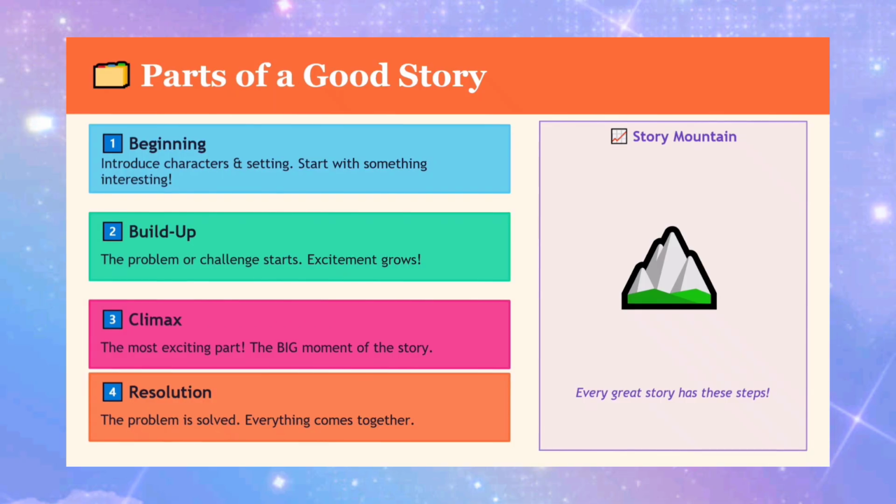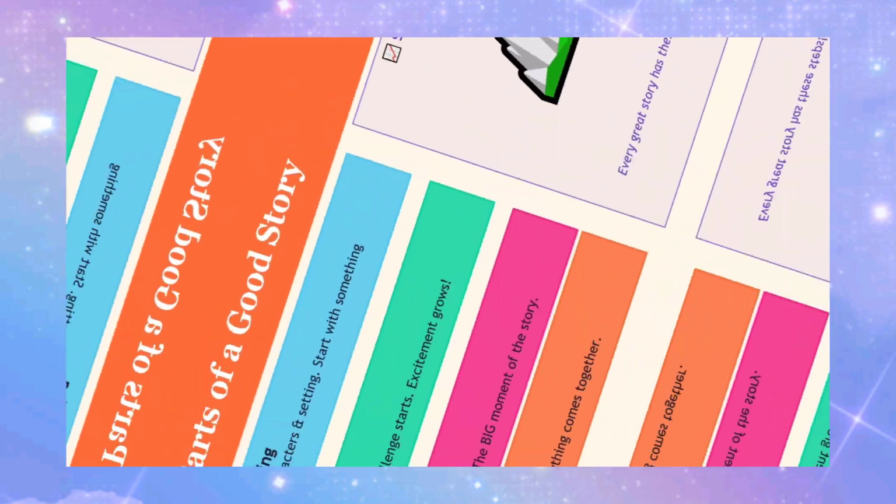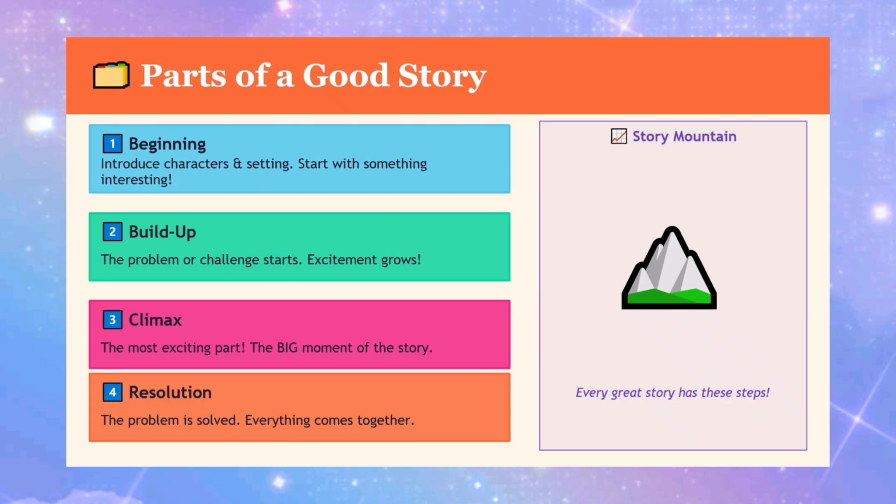A good story has different parts. The first part is the beginning: introduce characters and setting, and start with something interesting. The second part of a good story is the build up. The problem or challenge starts, and the excitement level starts to grow. The third part is the climax, the most exciting part, the big moment of the story. The fourth part is the resolution. The problem is solved, and everything comes together.